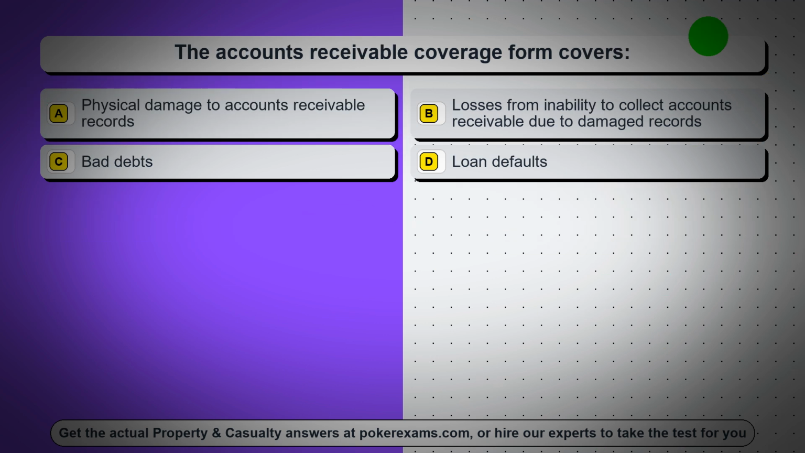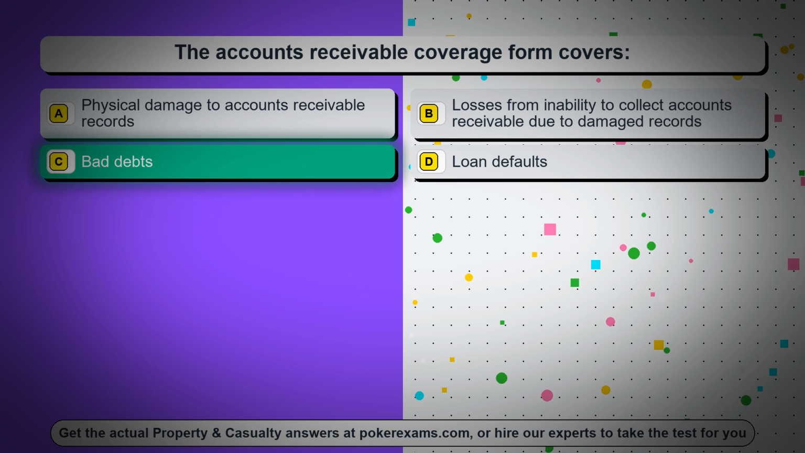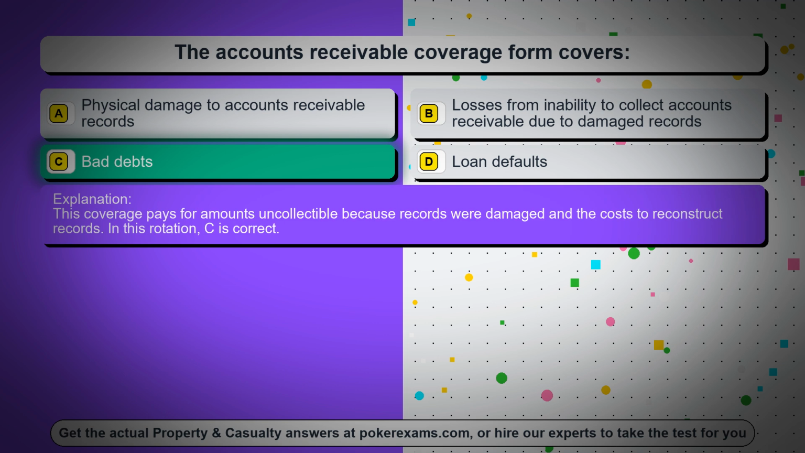Question 45. The accounts receivable coverage form covers option A, physical damage to accounts receivable records. Option B, losses from inability to collect accounts receivable due to damaged records. Option C, bad debts. Option D, loan defaults. The correct answer is option C, bad debts. This coverage pays for amounts uncollectible because records were damaged and the costs to reconstruct records. In this rotation, C is correct.